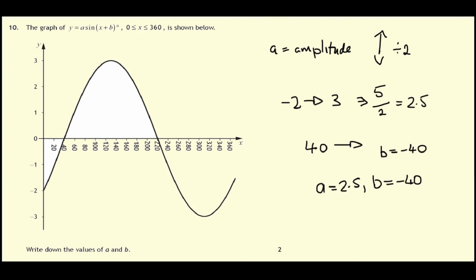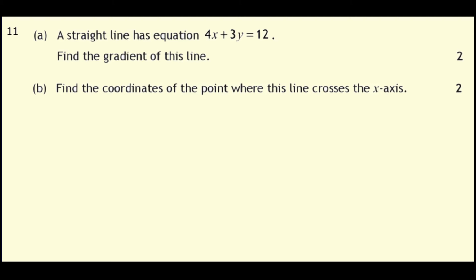Question number 11 presents us with an equation and asks us to rearrange it so we can find the gradient of the line. Remember, the easiest way to get the gradient from the equation of a straight line is y equals mx plus c. So if we take what we've got, 4x plus 3y equals 12, we want to rearrange it to look like that. Let's move everything apart from y to the other side. So minus 4x plus 12. That means that y is minus 4 thirds x plus 4. So the gradient then is minus 4 thirds.